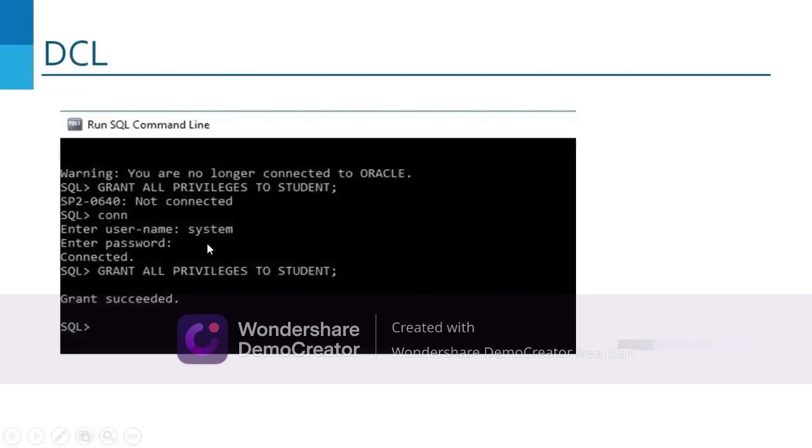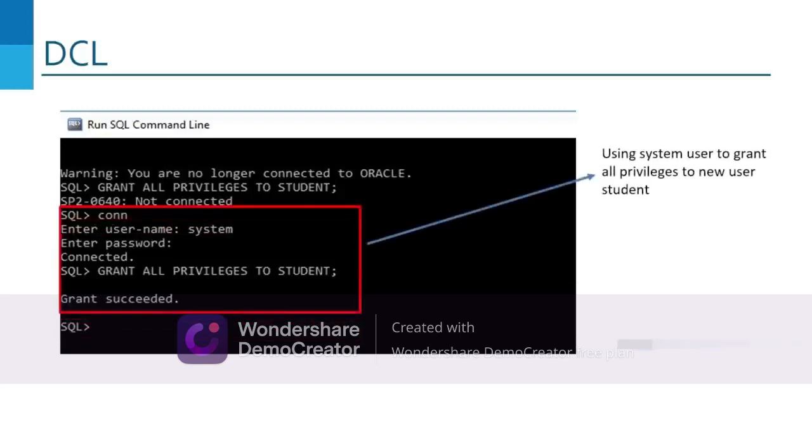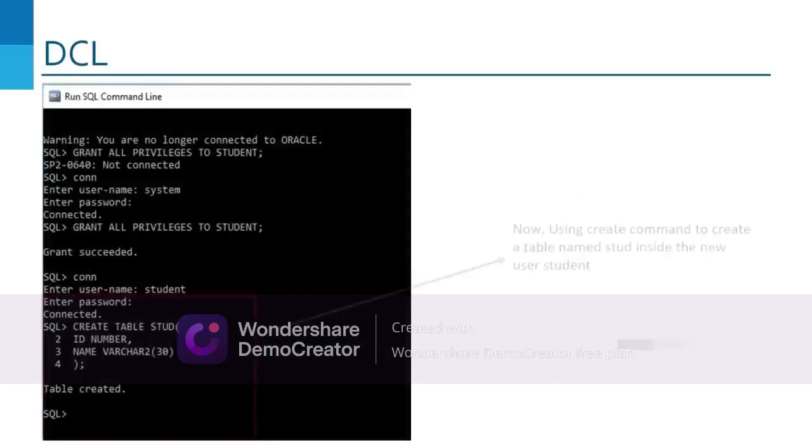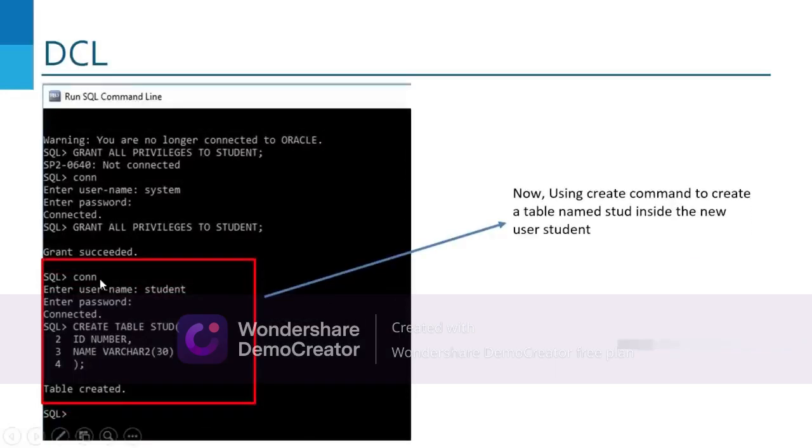You can see we created the user and granted all privileges to student. Grant succeeded. Earlier it was not succeeded because we were out of the system user authority. So we are using the system user to grant all privileges to a new user student, and that is done. Now you can see what we have done.